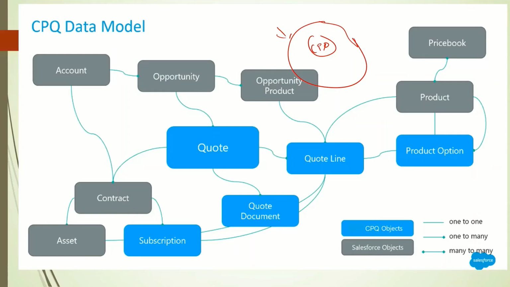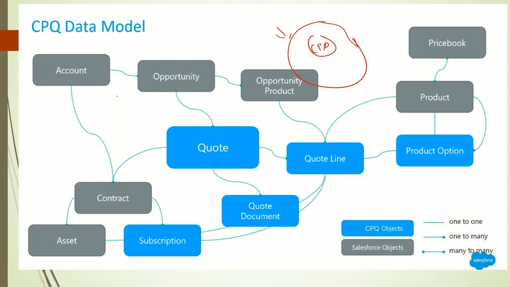So basically, we have some of the objects from Salesforce that are highlighted in this gray background, that is account, opportunity, product, opportunity line item, which is a junction object between opportunity and product. Then we have price book, then we have contract and asset. So these are the objects which are from Salesforce. These are the objects which you will get from the Salesforce CPQ package which you have installed in your org. That is quote, subscription, quote document, quote line, then product option.